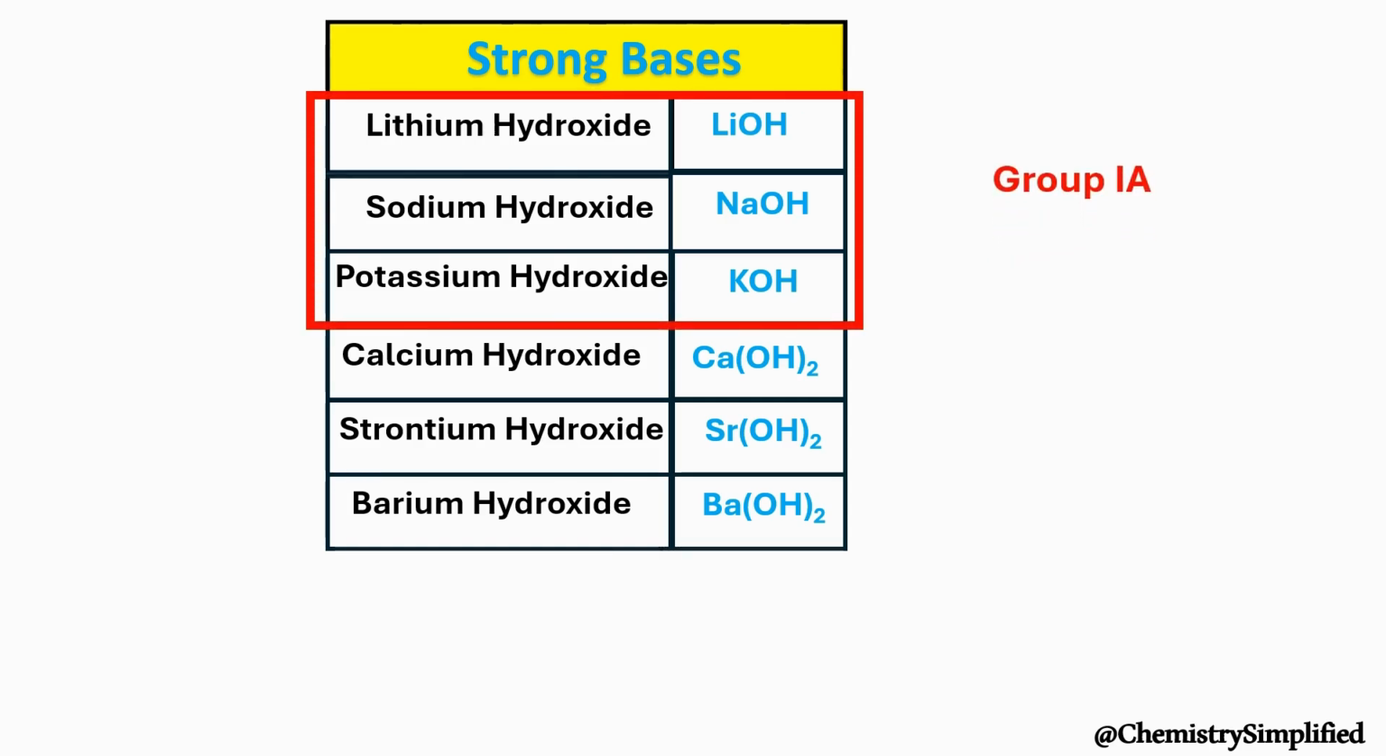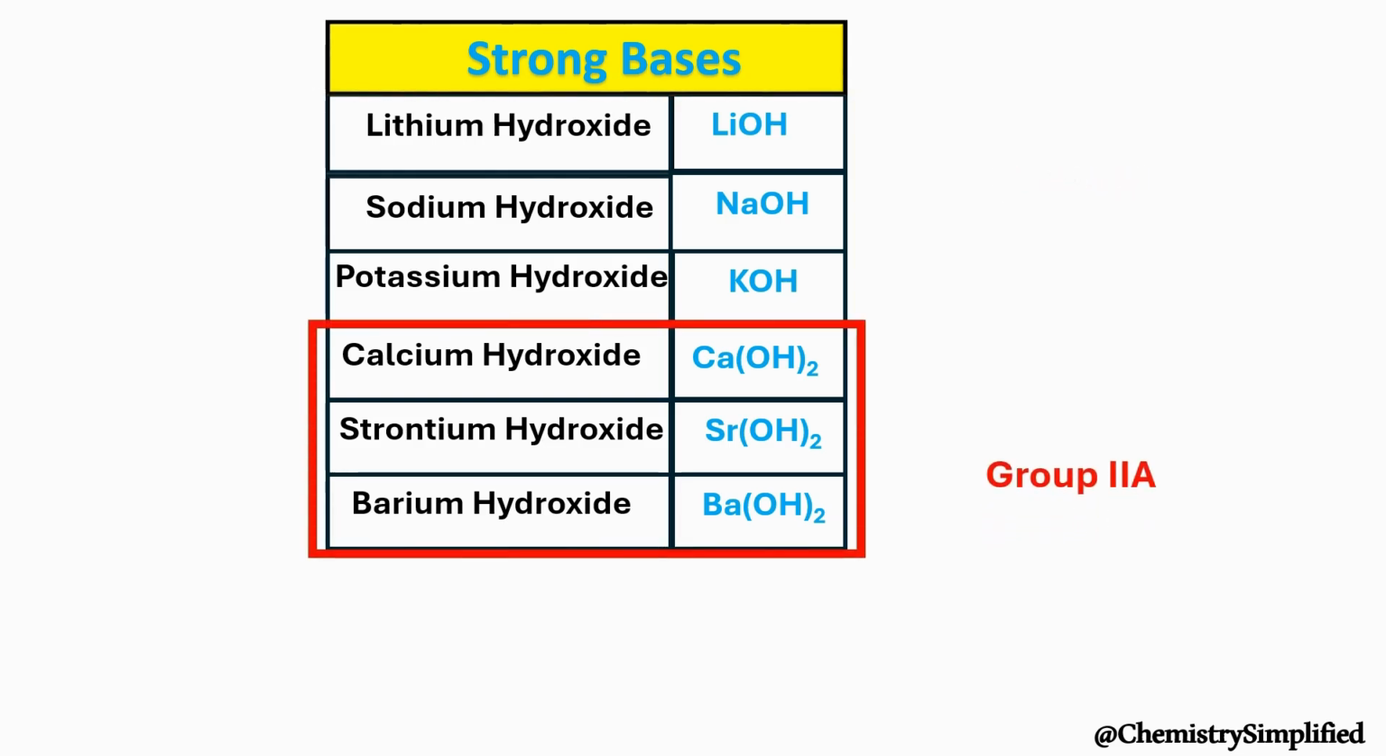The first three, lithium hydroxide, sodium hydroxide, and potassium hydroxide, the metal that combined with the hydroxide is from group 1A. Remember from our first presentation when we looked at the periodic table, we call the group 1A alkaline metals. And the last three, calcium hydroxide, strontium hydroxide, and barium hydroxide, are from group 2A. Group 2A is referred to as alkaline earth metal.